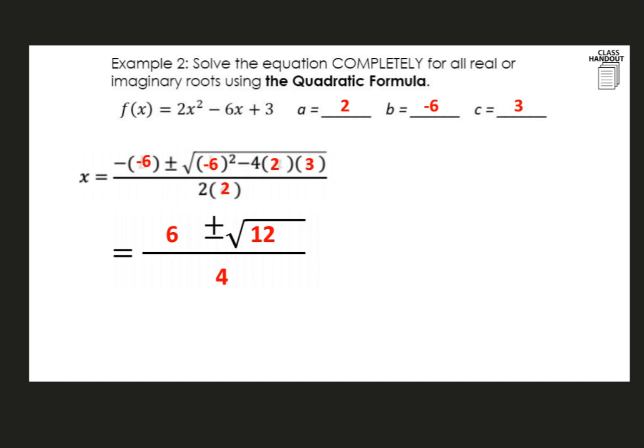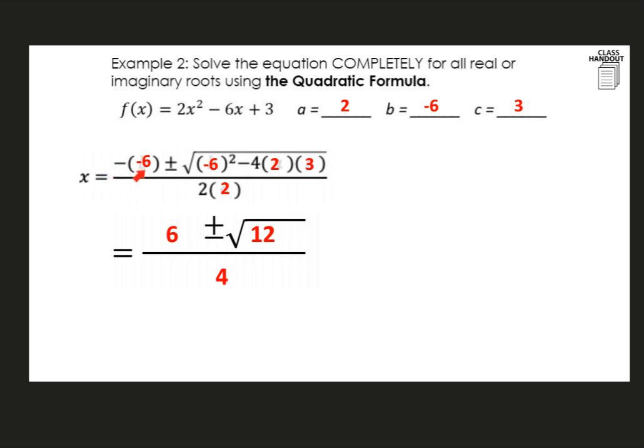All right, so now let's take a look at example 2, which is partially done here. So here's my equation, f of x equals 2x squared minus 6x plus 3. First thing we identify is a, b, and c. So a is 2, b is -6, and c is +3. And then we plug it into the quadratic formula.